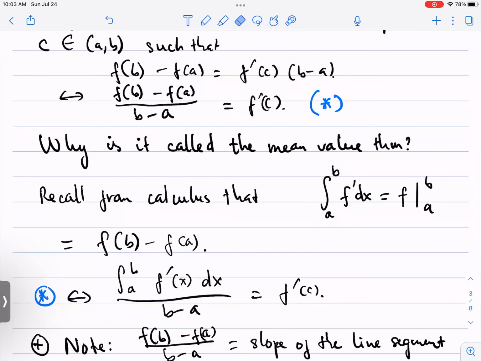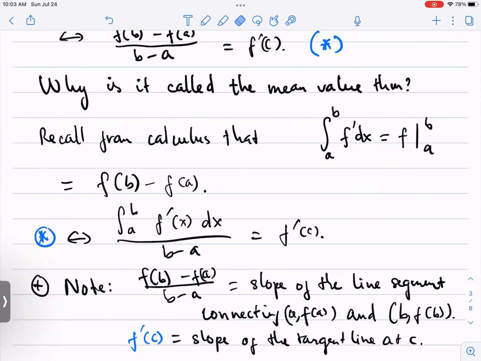So why is it called the mean value theorem? Well, in order to make sense of this terminology, we need to recall something from calculus. The fundamental theorem of calculus says that the integration from a to b of f prime dx is equal to the difference of this function evaluated at these endpoints. That is equal to f(b) minus f(a).